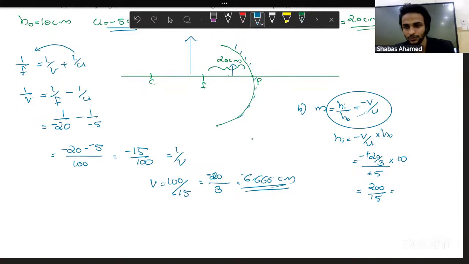That will be equal to 13.333 centimeter. That means the image is enlarged. Understood? The image is enlarged.